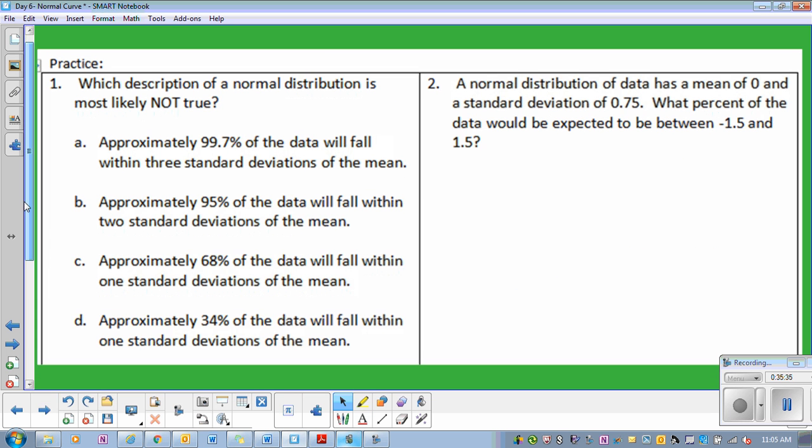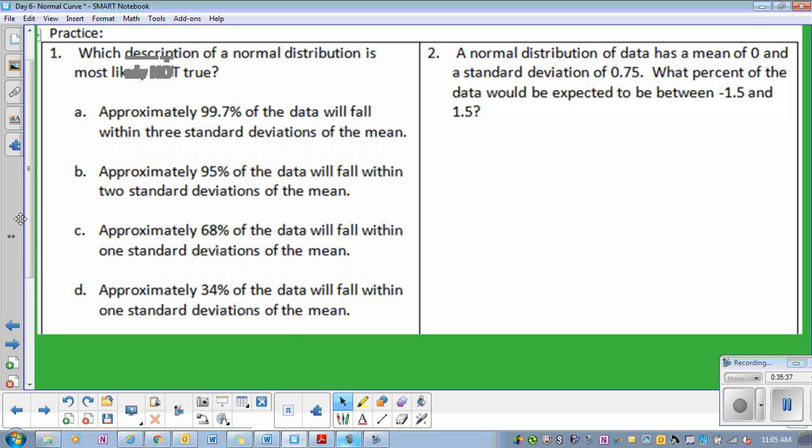So let's look at practice problem number 1. Which description of a normal distribution is most likely not true? Let's go through each of these. Guys, keep in mind, this is not true. Which one is false, right? So A, approximately 99.7% of the data will fall within 3 standard deviations of the mean. True or false? True. This one's true, so that one's out.